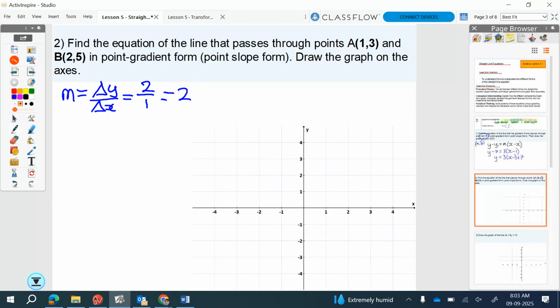We need to enter this in point slope form, and we're given 2 points, so it doesn't matter which one we use. If there's a 0 in one, use that one, because 0 is a lovely number. Otherwise, I'll use one with a 1 in it. So we are going to have y minus 3 is equal to 2 bracket x minus 1. We're asked to give the answer in point slope form, and then we're asked to draw it.